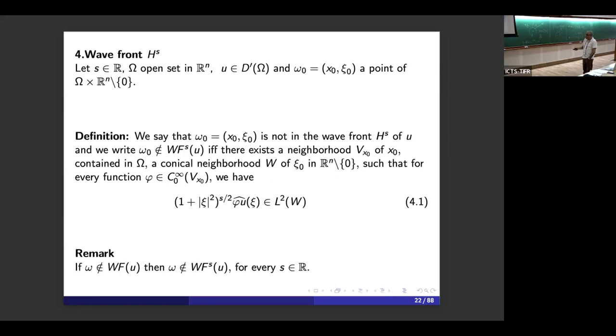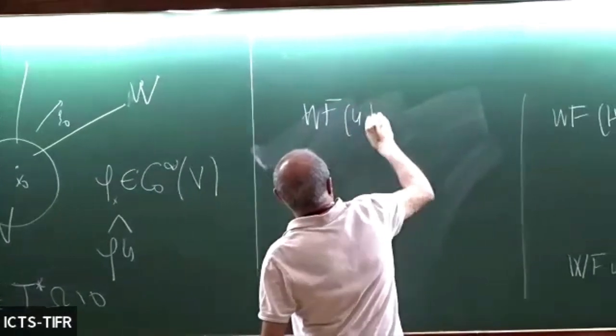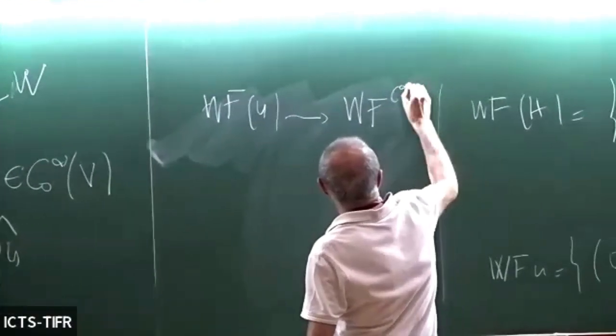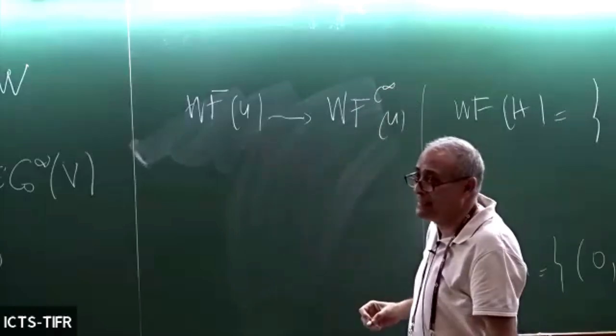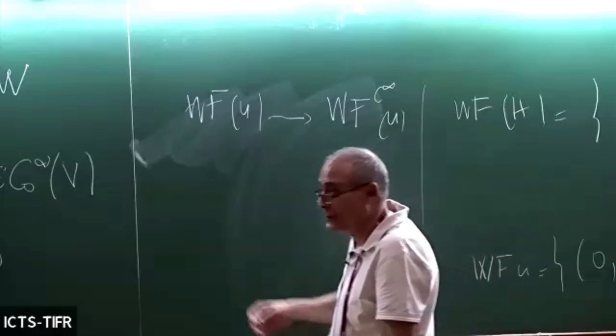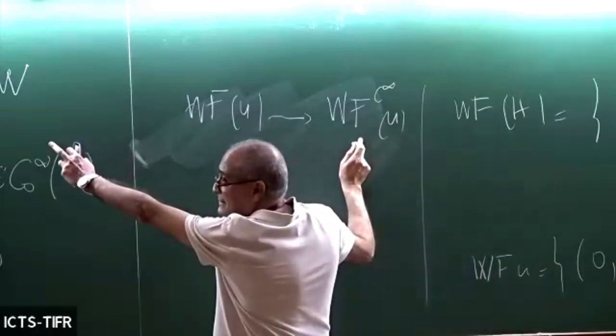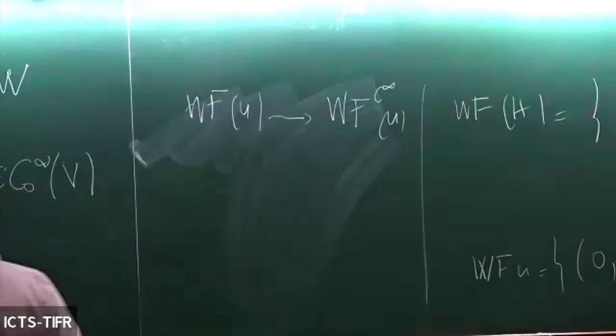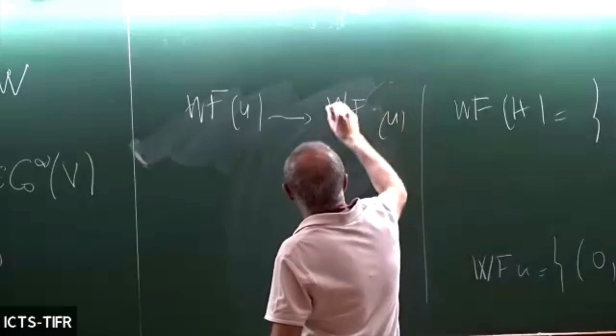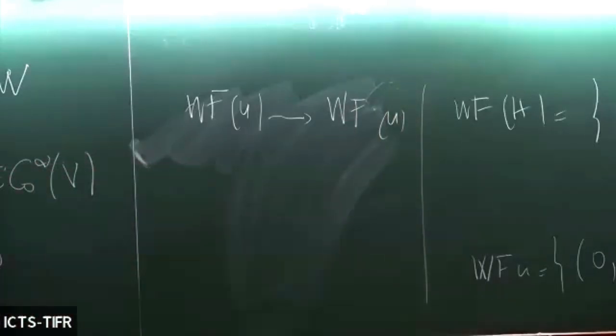Of course, if omega is not in the wavefront of u, it's not in the wavefront s of u for any s. We should write the wavefront of u as contained in all the wavefront s. Because you are better, you are rapidly decaying, so you are in all Sobolev spaces. But historically, this wavefront was the first to be introduced.